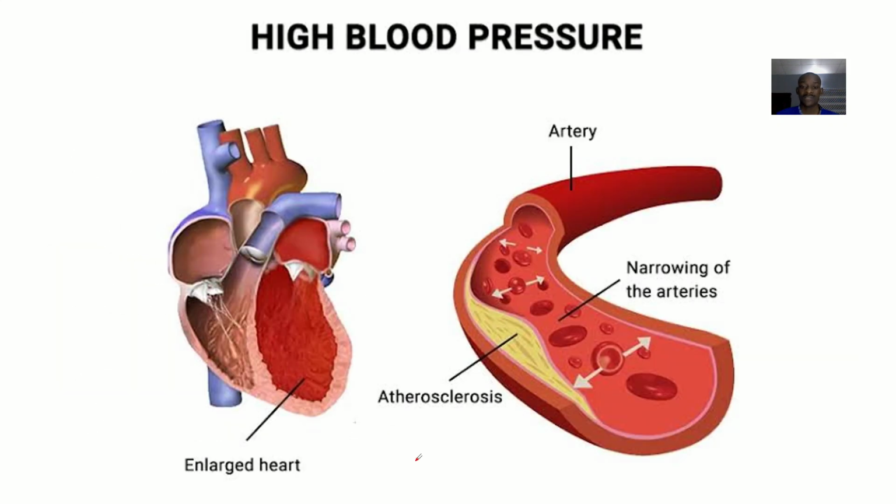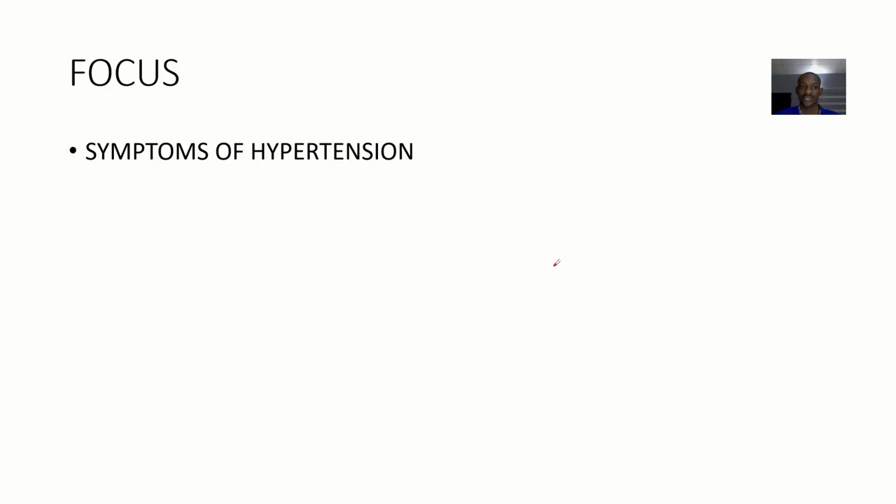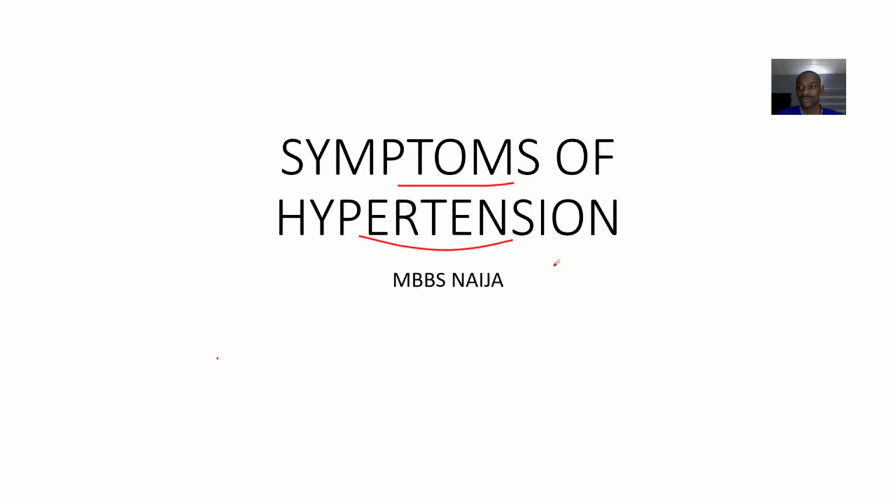Right, so you can see this is hypertension. You can see atherosclerosis, deposition of fat in the arteries. So it will now narrow the pathway for blood. Okay, so thereby the arteries will now be resisting blood flow. Right, so that's it for the symptoms of hypertension.